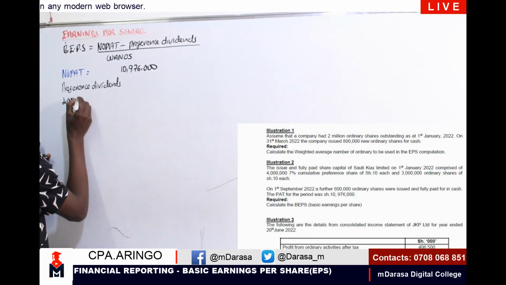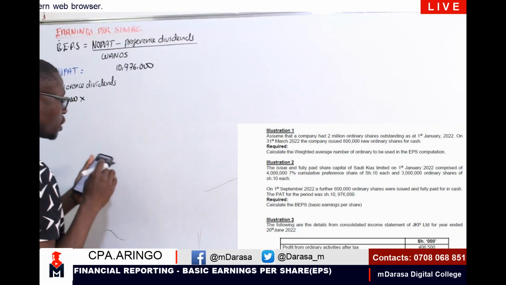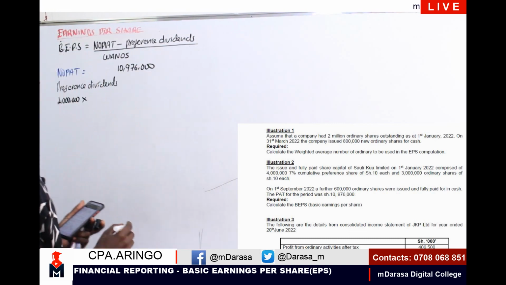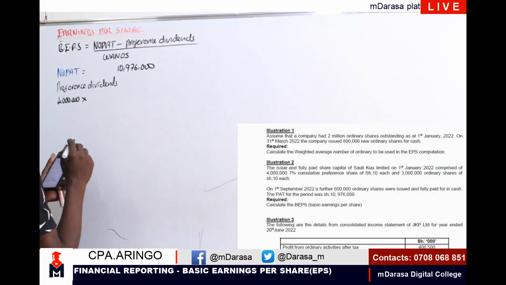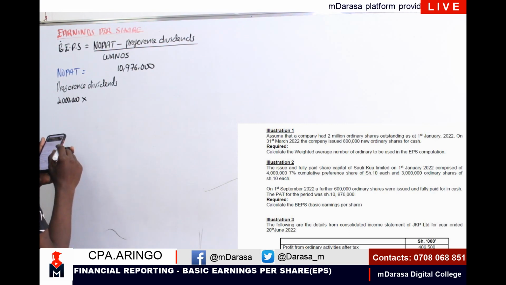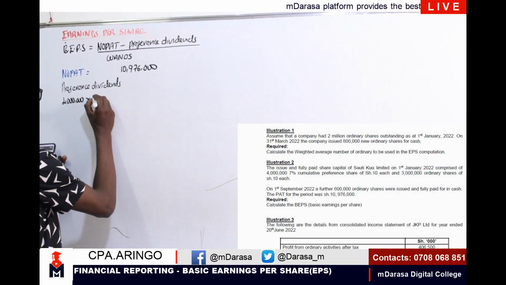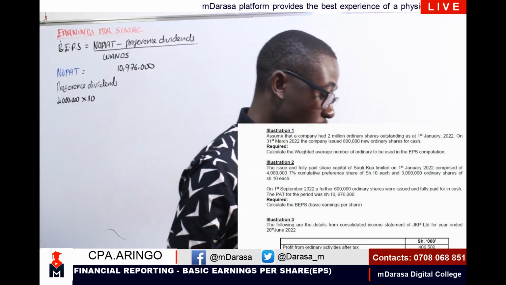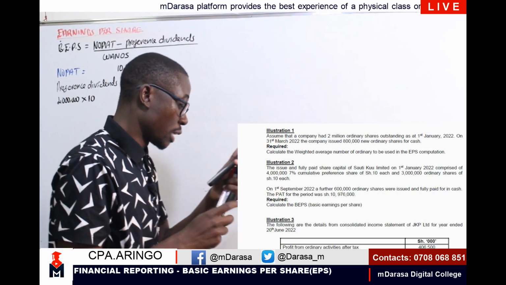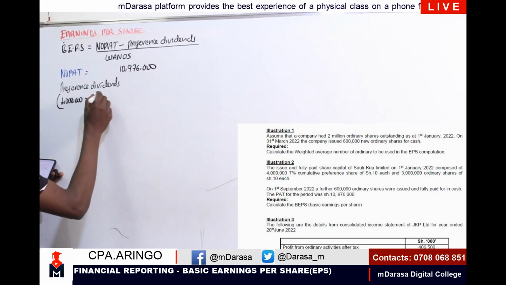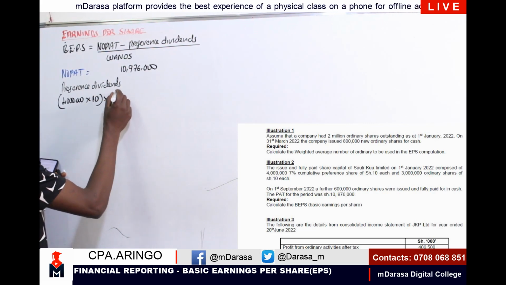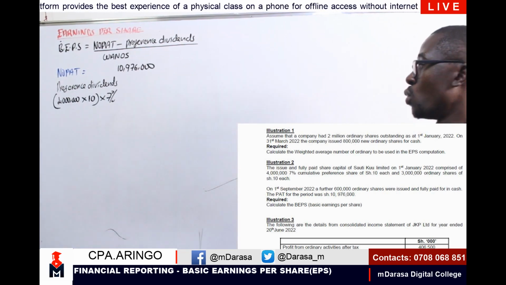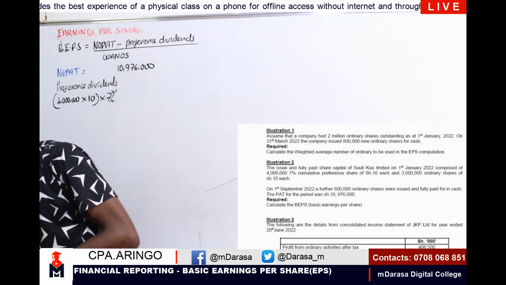Number of ordinary shares. We multiply that by the cost per share, which in this case was given as 10 shillings per share, because we are told that the cumulative preference shares are 10 shillings each. And what is the percentage of preference shares? I'm given 7%. So what will be our preference dividends that we paid?